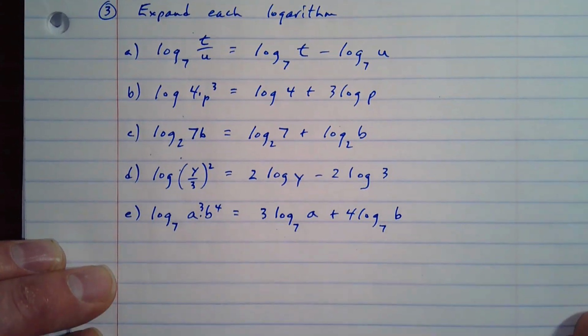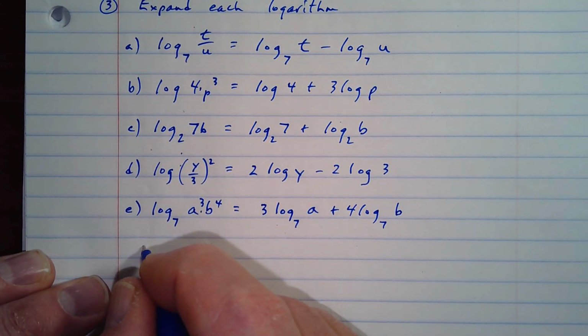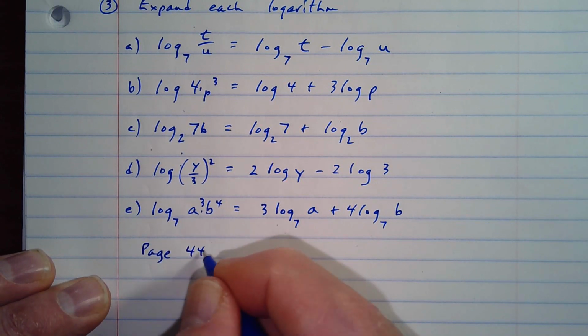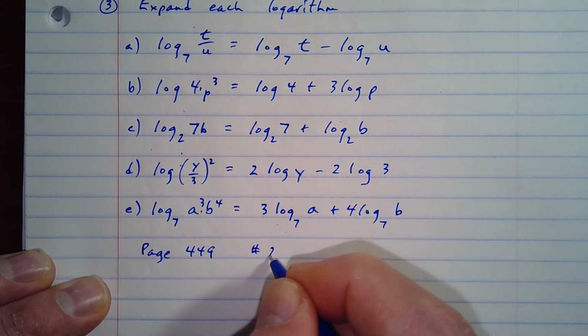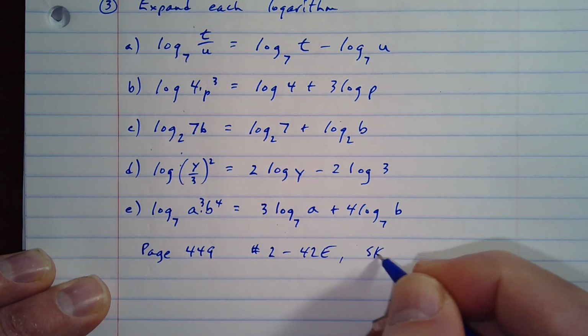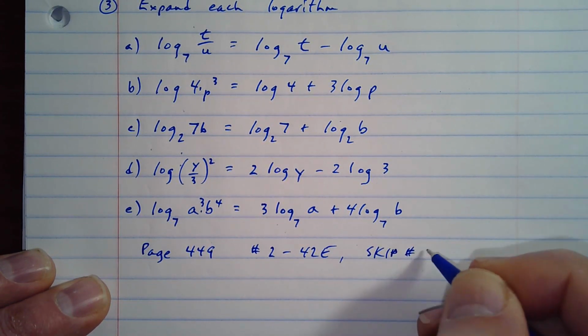All right, that's the lesson. The homework is on page 449. We're doing 2 through 42 even, but you can go ahead and skip number 32.